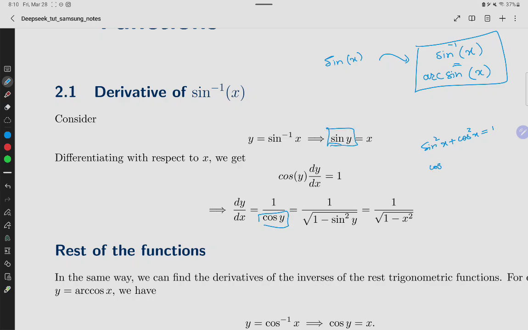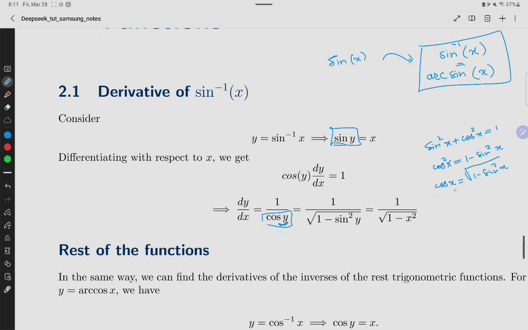So what we'll do, we'll write cos square of x is equal to 1 minus sine square of x, and cos of x is equal to the square root of 1 minus sine square of x, right? So in our case we have cos of y, so we'll have y here and y here. So you see, we have just replaced this thing here. So cos y is equal to the square root of 1 minus sine square y. Now sine y is equal to x, so sine square y will be equal to x square. So the derivative dy over dx is equal to 1 over the square root of 1 minus x square.